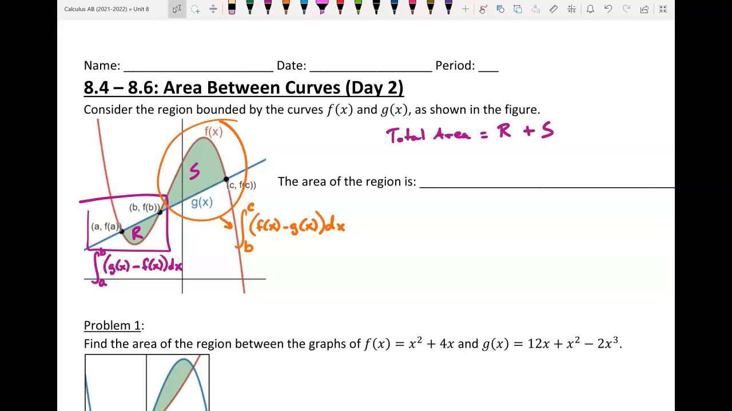Well, we would just say all together that this is the integral from a to b. Again, g is on the top first, g of x minus f of x dx. And then we add that to our second region, b to c. And this time, f and g have flipped. So we need to make sure we do that. F is on the top. Now g is on the bottom, dx. Okay? So that is how we would express the area of the 2 regions combined, R and S.